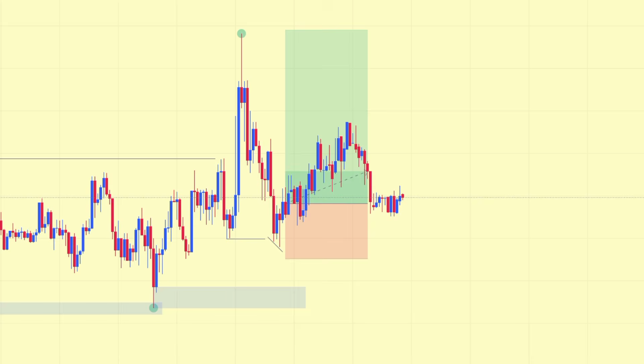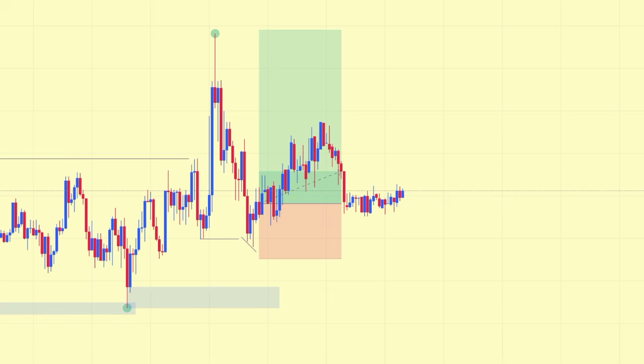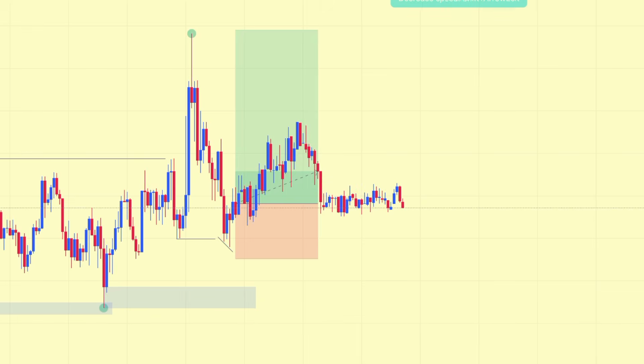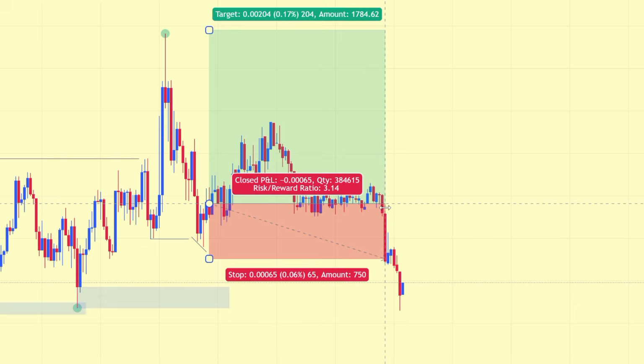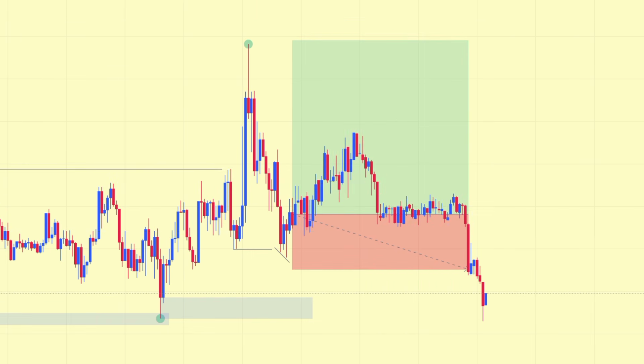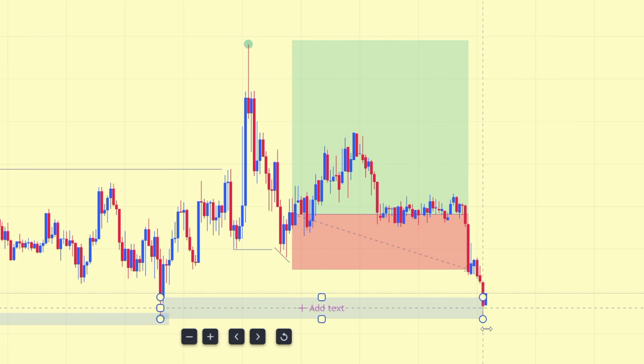All right, this is not good. And eventually this is not good. All right, eventually price took me out. You can clearly see right there, price took me out. So the next buy, of course, will be this rejection block.